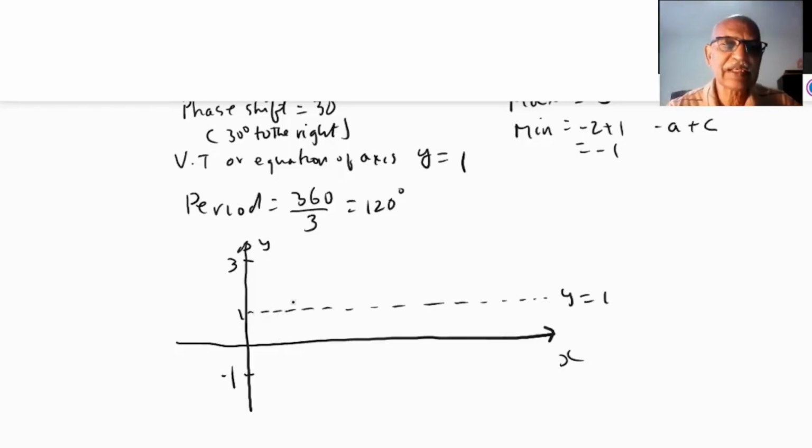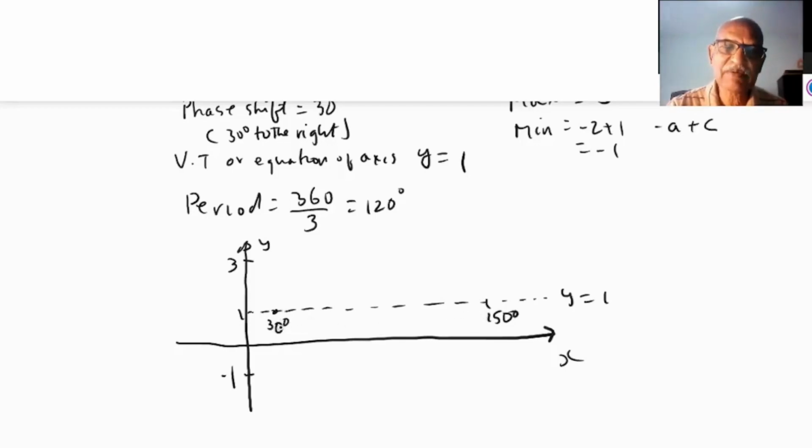The period is 120, and the phase shift is 30 degrees. If it was a normal sine graph, it would start here, but it's shifted 30 degrees to the right. So one cycle will be from 30 degrees, adding 120 degrees, which means up to 150. So 30 degrees is my first point, and the last point will be 150 because one period is 120 degrees.